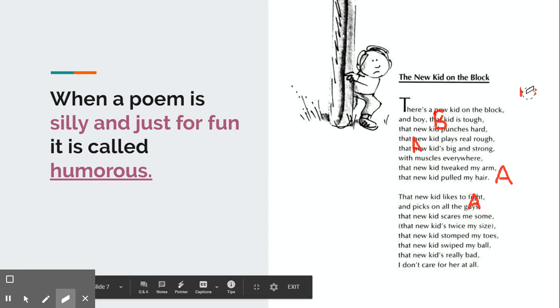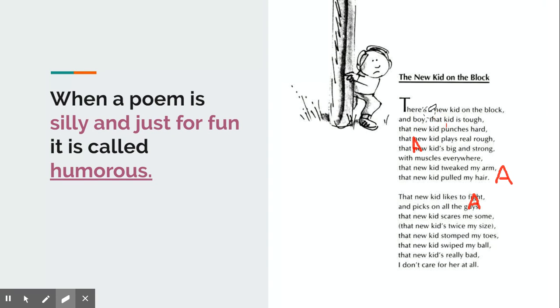When a poem's just silly and for fun, it's called humorous. We've read this one a while back, but go ahead and pause the video and read New Kid on the Block because it's a good poem.